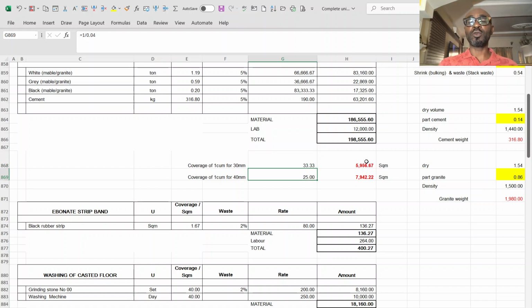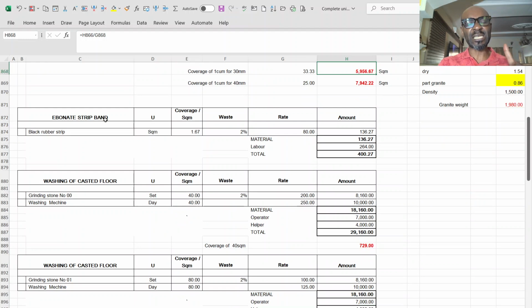So if you now divide your cost per cubic meter by 33 square meter and 25 square meter, you have your unit cost per square meter as 5,956.67 per square meter. While for the 40 mm, you have 7,942.22 per square meter.